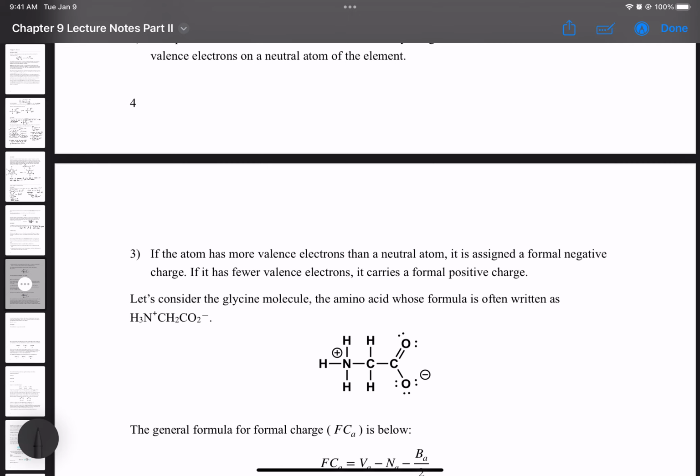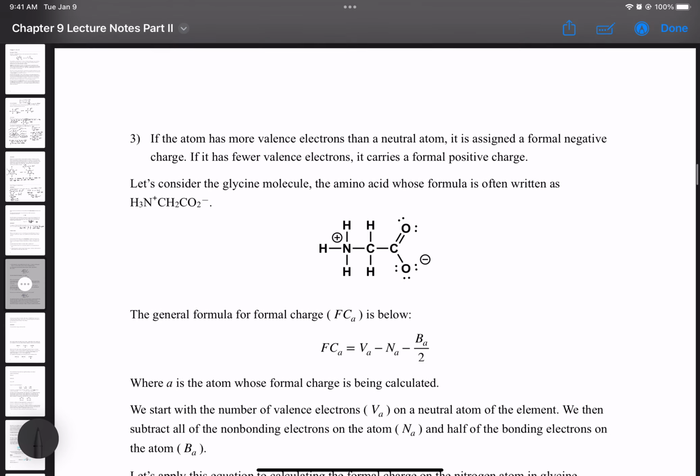Okay? So let's consider the glycine molecule, an essential amino acid. We often write it as H3N+CH2CO2-. And the minus charge is on one of the oxygen atoms, and the plus charge is on the nitrogen. So let's calculate that.